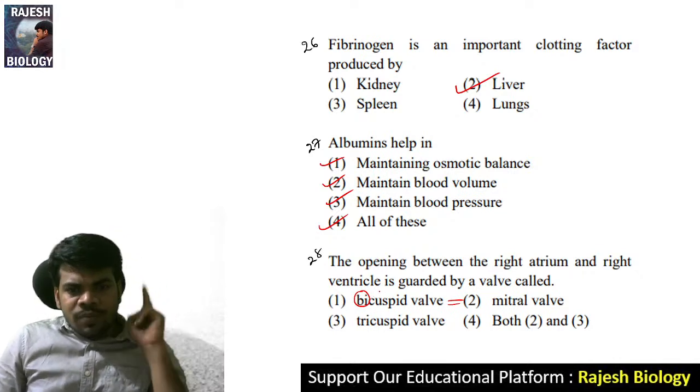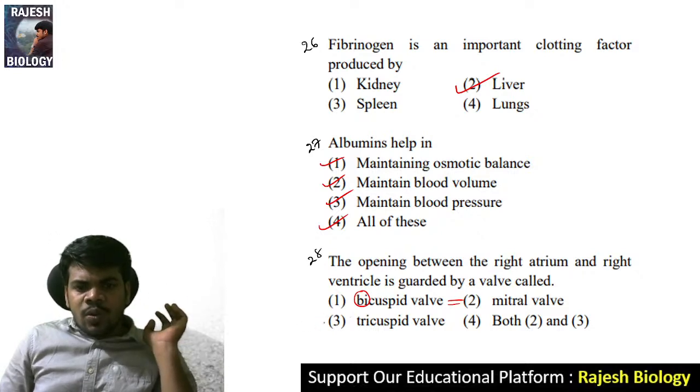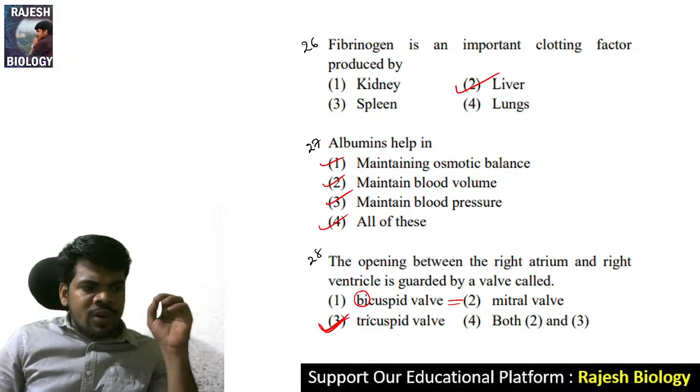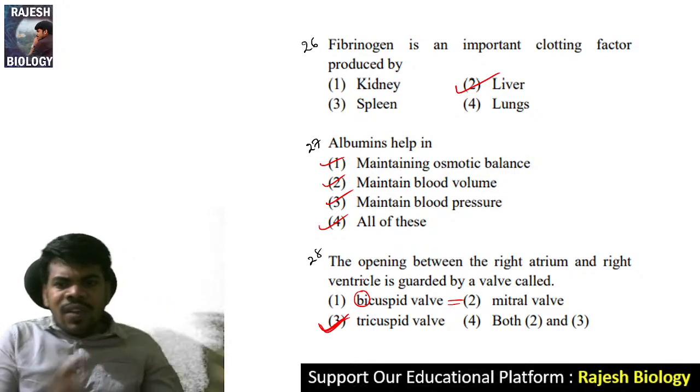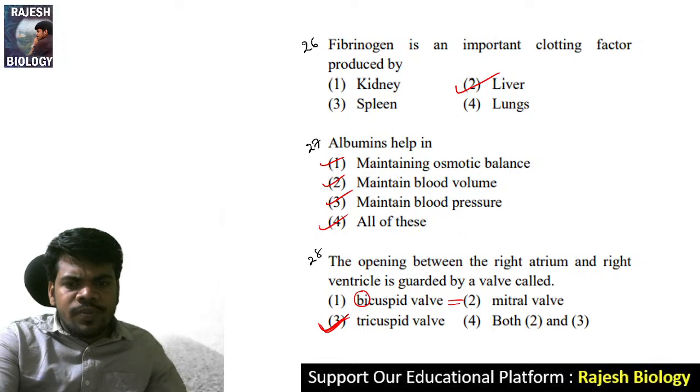Okay. Mitral, friends, bicuspid. So here it is the tricuspid valve. Right atrium, right ventricle guarded by the tricuspid valve. Very good, Nagajyoti. Left atrium, left ventricle is guarded by the bicuspid valve.